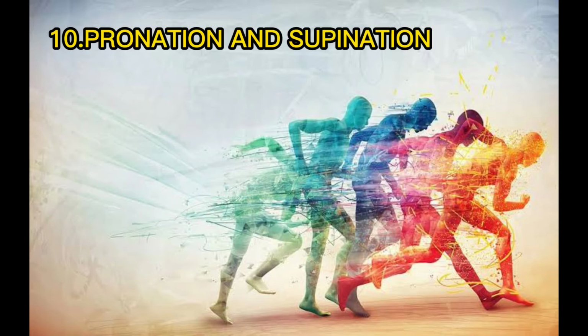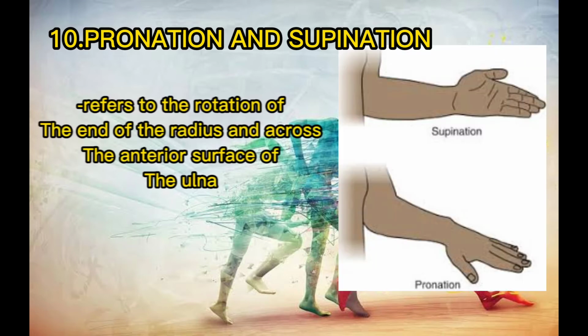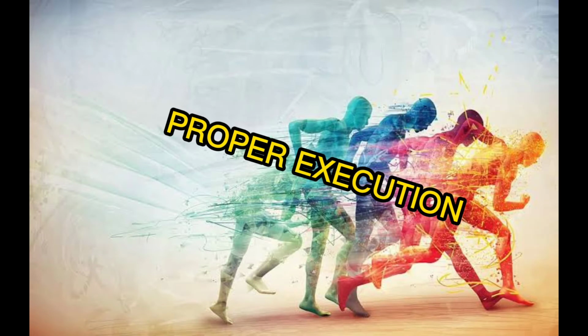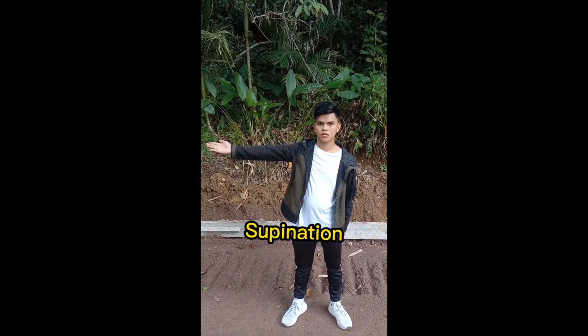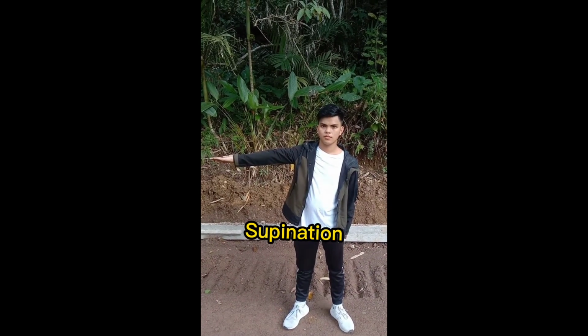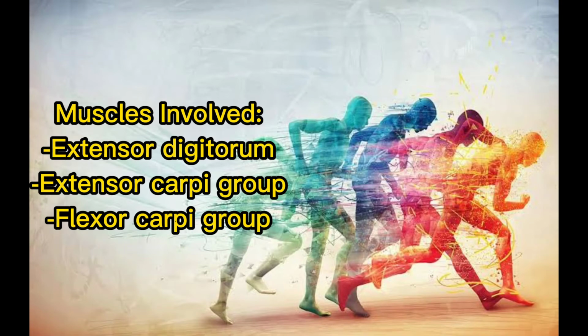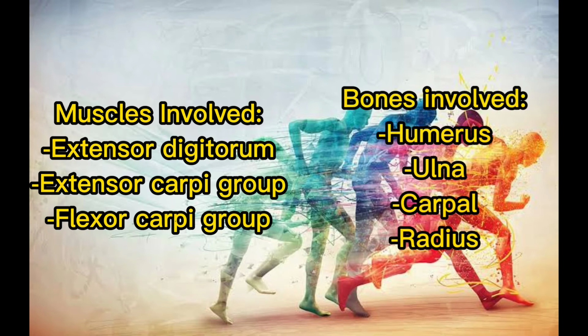The 10th movement is pronation and supination. It refers to the rotation of the end of the radius across the anterior surface of the ulna. Muscles involved are extensor digitorum, extensor carpi group, flexor carpi group. Bones involved are humerus, ulna, carpal, radius.